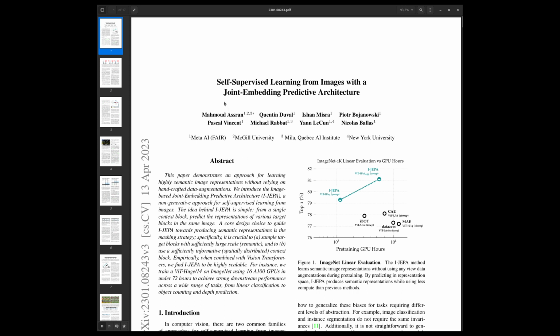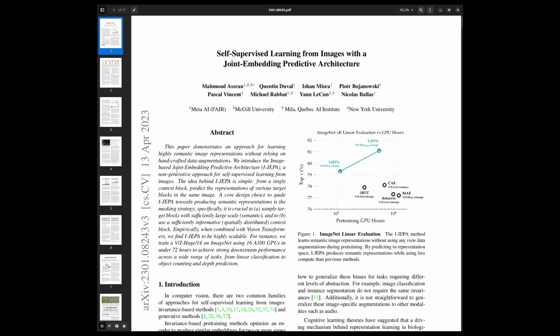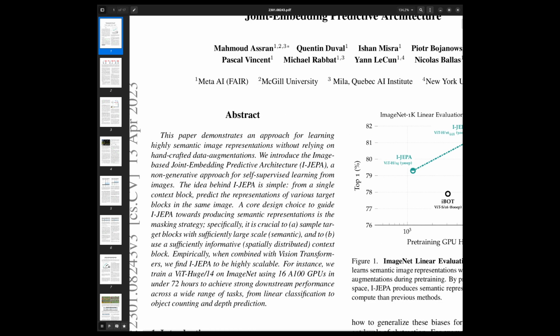So, self-supervised learning from images with a joint embedding predictive architecture. Joint embedding. The fact that it's joint probably means that we may have two modalities that we're using. I don't know. Abstract. We'll see.